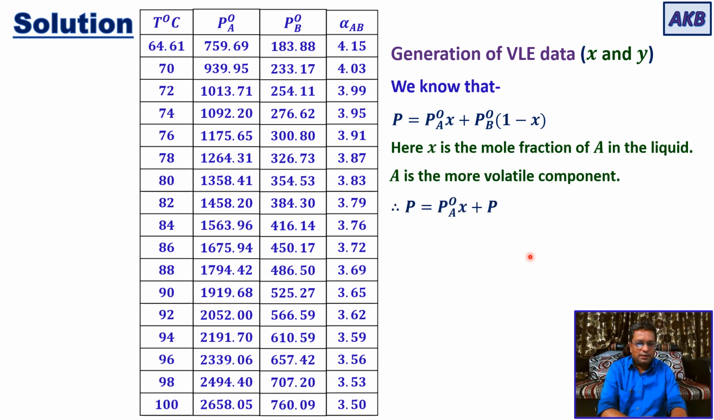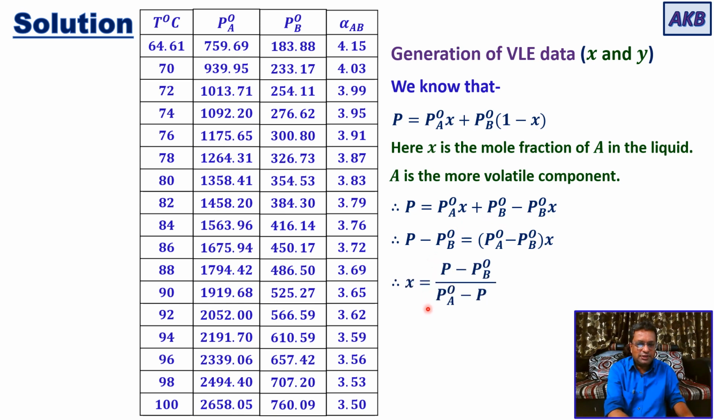Okay. So if you simplify this equation, we will have P is equal to PA naught into X plus PB naught minus PB naught into X. I have simplified it over here. Then after rearranging it, I get P minus PB naught is equal to PA naught minus PB naught into X. So X is taken common, and then PB naught is brought on this side. That gives us X as P minus PB naught divided by PA naught minus PB naught.